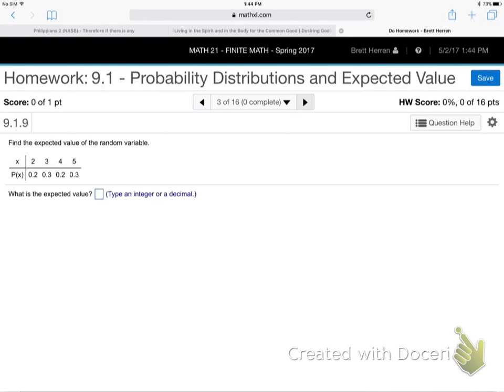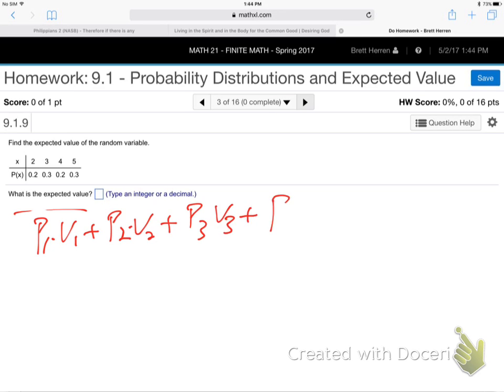All right, so here they're not even telling us what the game is. It's not really a very interesting question, but let's go ahead and crank it out. It's just practice. What's the expected value? So how do you do expected value? You just do probability 1 times value 1 plus probability 2 times value 2 plus probability 3 times value 3 plus probability 4 times value 4. Just go right on through with the probabilities and the values.